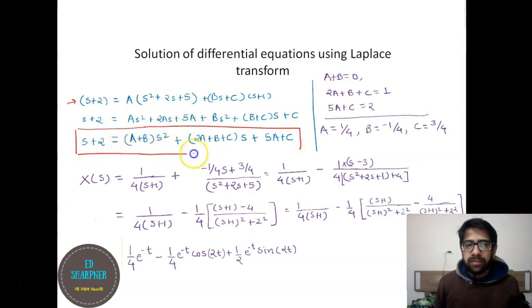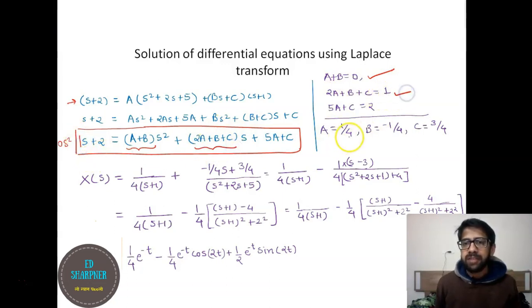Now you have the left hand side and the right hand side, and you have to match the coefficients of s square, s, and the constant term. There is no s square term present, so the coefficient of s square is 0. That means a plus b is equal to 0. That's what we have written here. Twice a plus b plus c is equal to the coefficient of s, which is 1. That's what we have written here. And 5a plus c gives you 2.